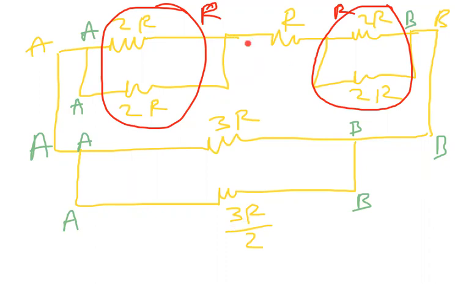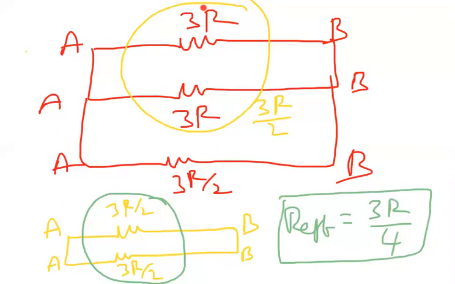All the three are parallel now. First one 3R, second one 3R, third one 3R by 2. At a time, I'm not calculating all in parallel. First for these two, because these two are identical, 3R identical, I'm getting 3R by 2. Now 3R by 2, 3R by 2 again parallel, so 3R by 4. If you follow like that, it will be easy to handle.